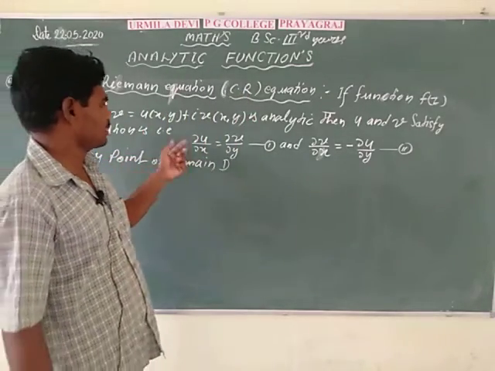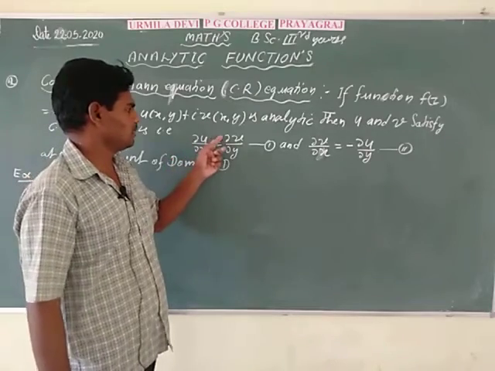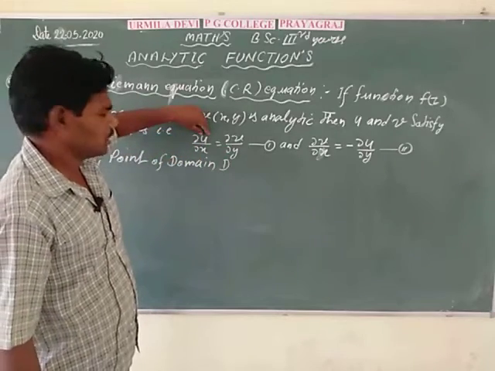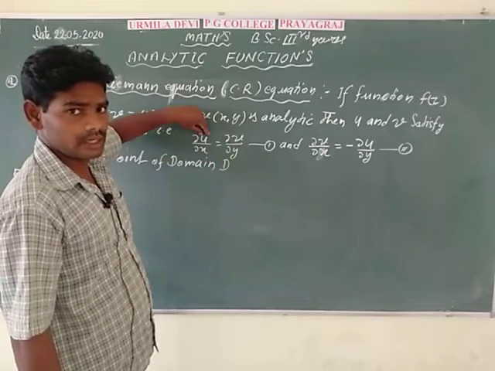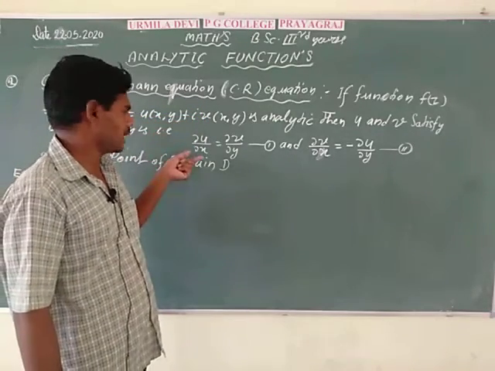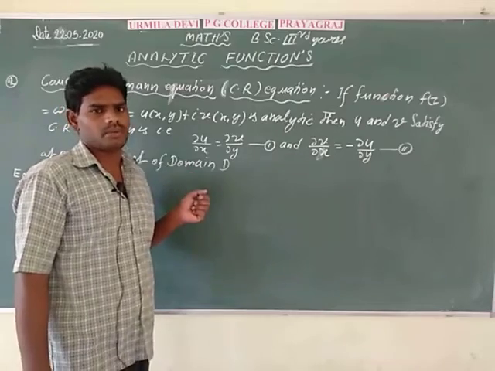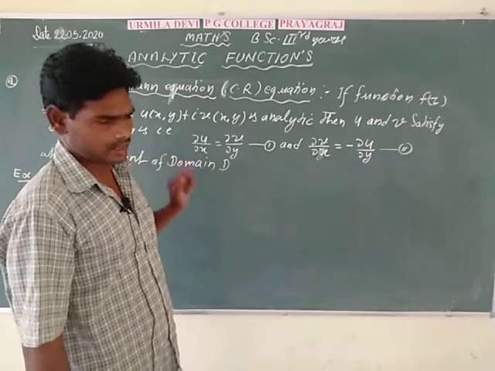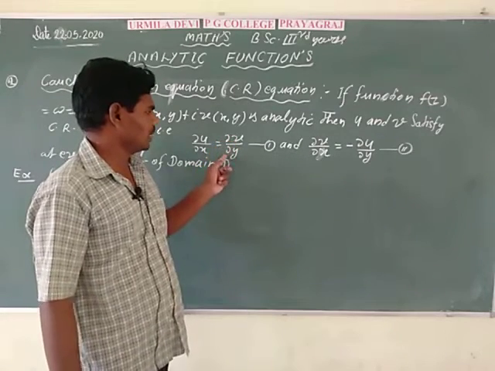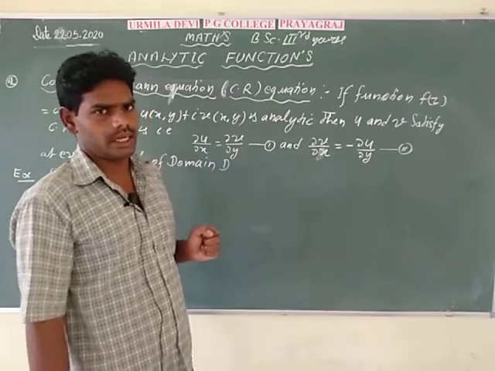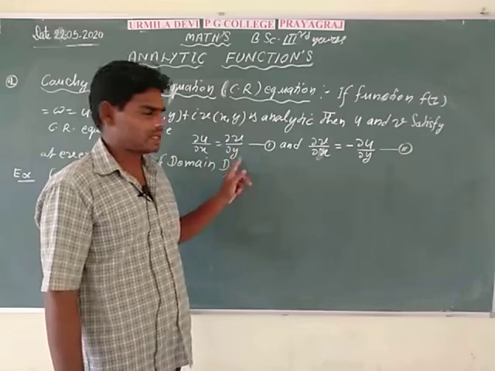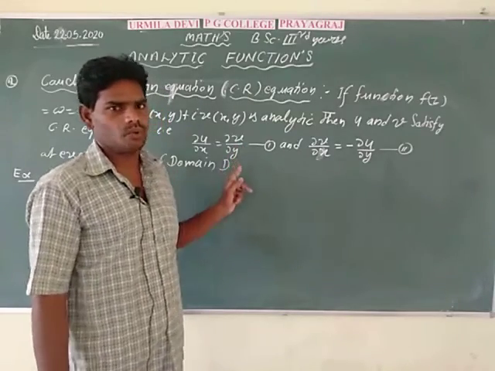CR equations are del u by del x is equal to del v by del y. In this equation, u is a function in x y variables, therefore here del u by del x means taking the partial derivative of function u with respect to x. On the RHS, del v by del y, v is a function in x y variables, and here taken the partial derivative of function v with respect to y.